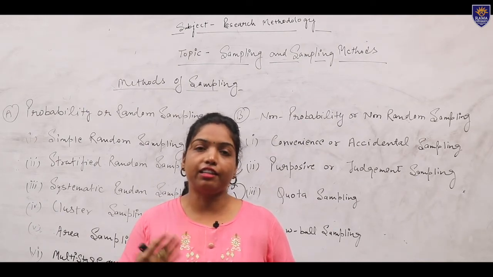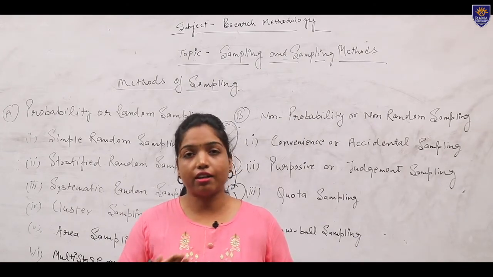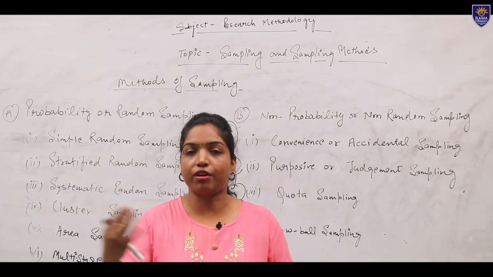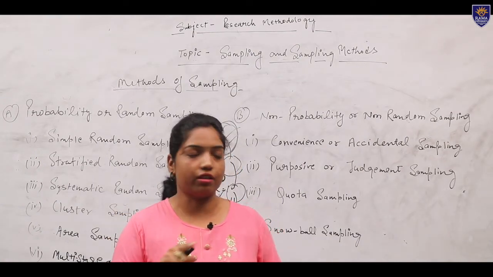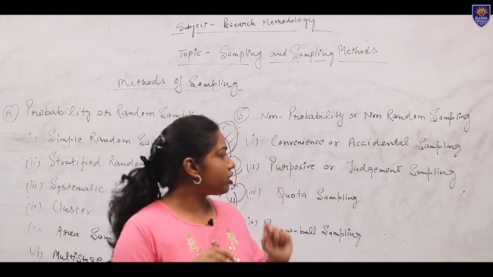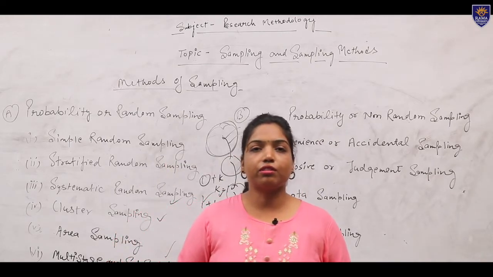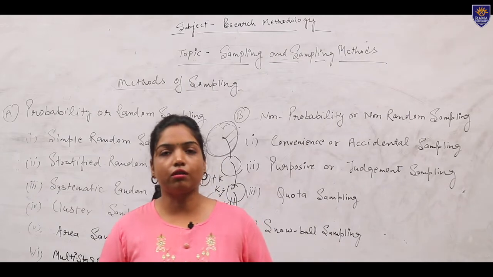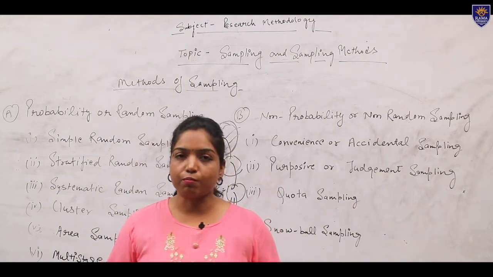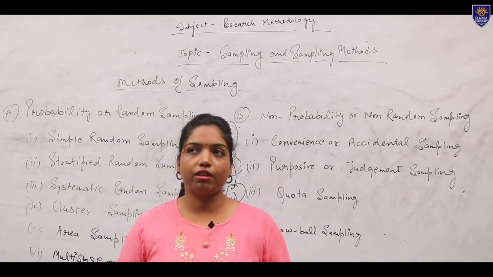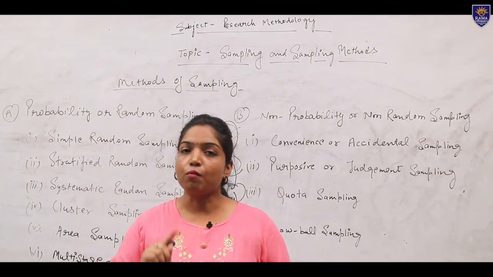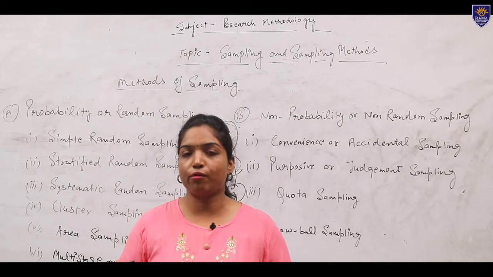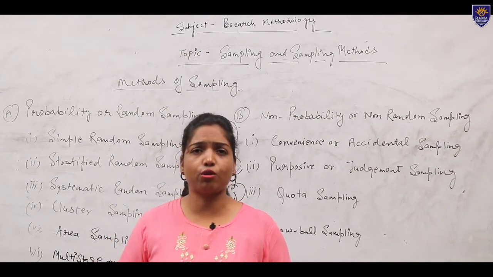Like if a researcher has any kind of respondents available to him, then he will collect the data from those respondents only. The next one is purposive or judgment sampling. In purposive or judgment sampling, it is totally based on the criteria of some experts or some judges. Like we select those sample units which we judge most appropriate for the representation of the population.